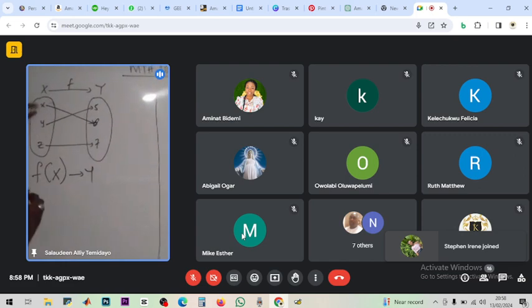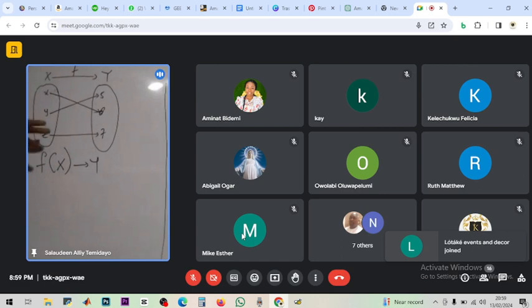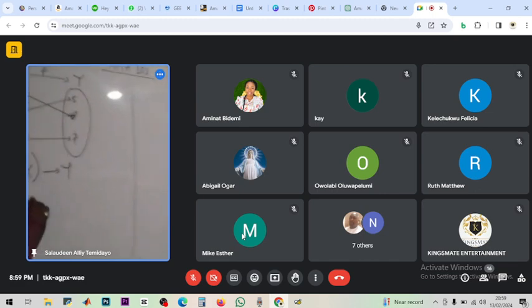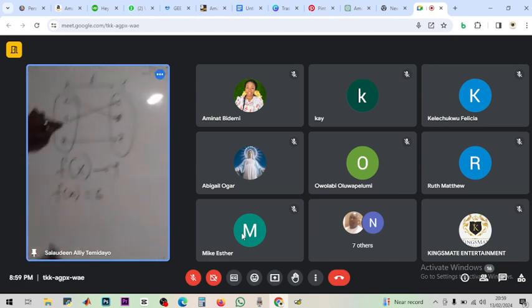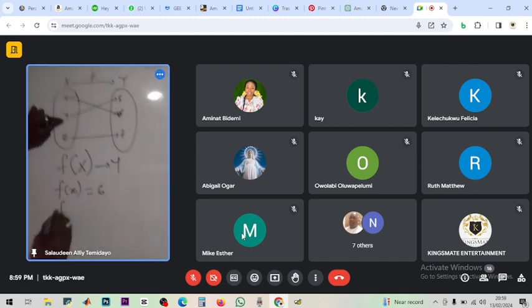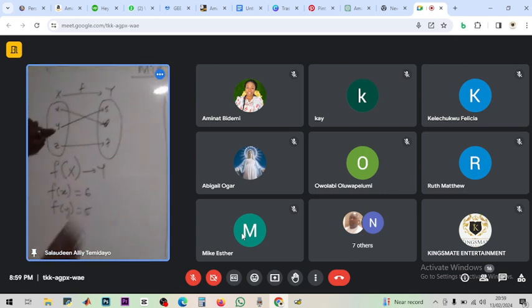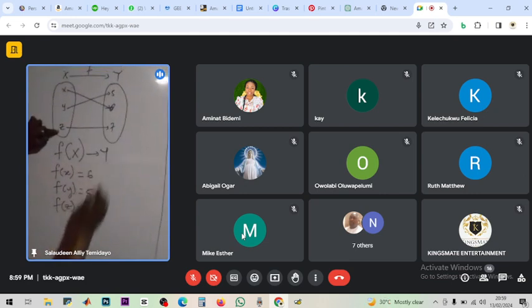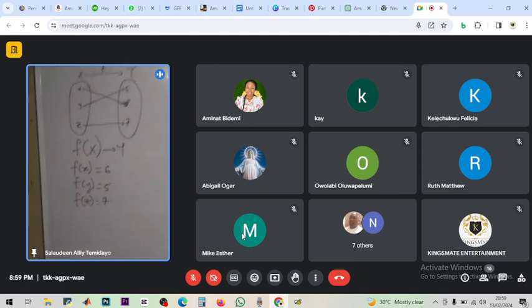X goes to 6. So I can say F, which is the relationship, and even if it is G, then it will be G. So F of X equals 6. This is Y, so I'll say F of Y equals 5. This is Z. I'll say F of Z equals 7. It goes to 7. So this is just what function and mapping mean.